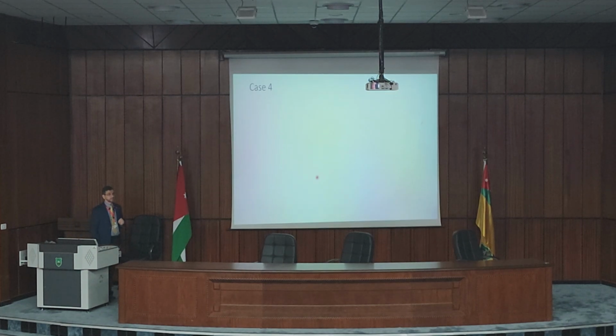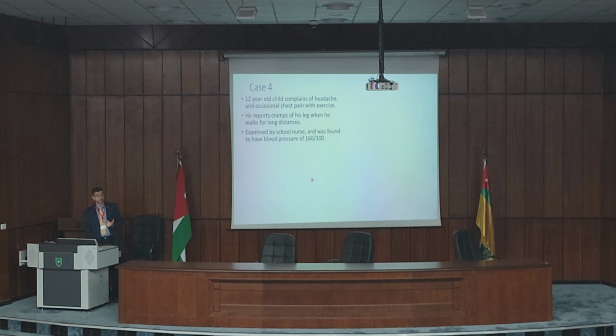So the last case is another one who's an older child, a 10-year-old child, who complains of headache, and he has occasional chest pain when he exercises. And he also reports some cramps in his legs when he walks for a long distance, in the calf muscles. A school nurse examined him because he was complaining, and she found that his blood pressure is 160/100. So that's a high pressure for a child. Okay, the normal pressure is 110/70 or so.